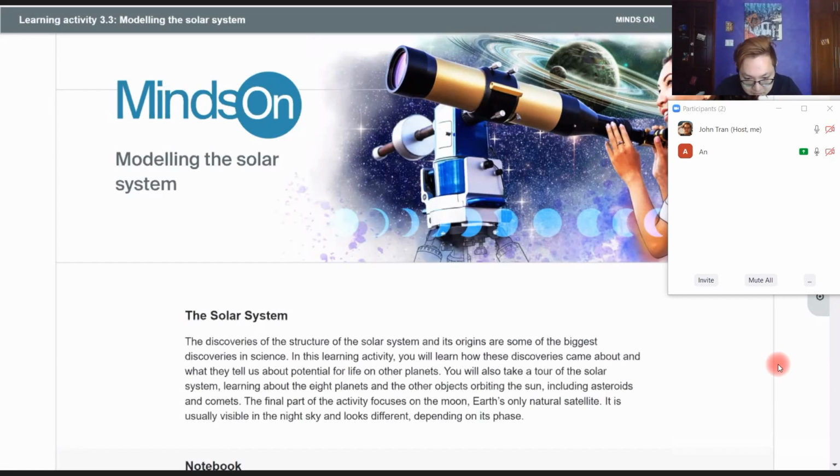You will also take a tour of the solar system, learning about the 8 planets and the objects orbiting the sun, including asteroids and comets. The final part of the activity focuses on the Moon, Earth's only natural satellite. It is naturally visible in the night sky and looks different depending on its phase.